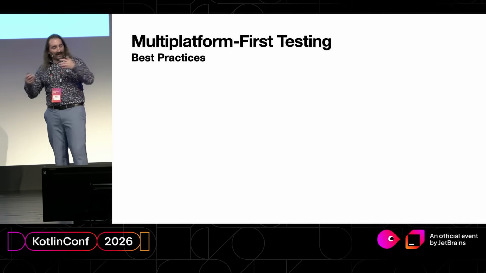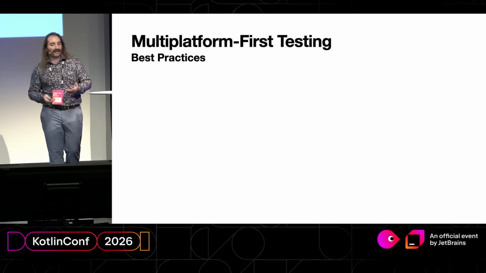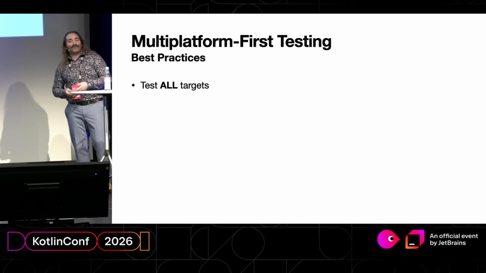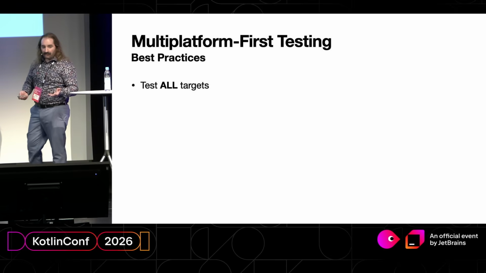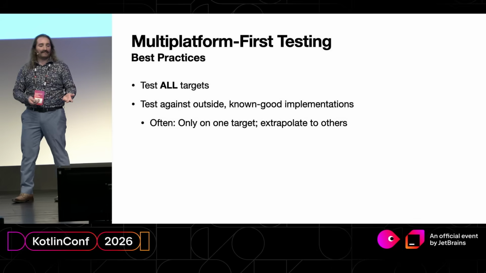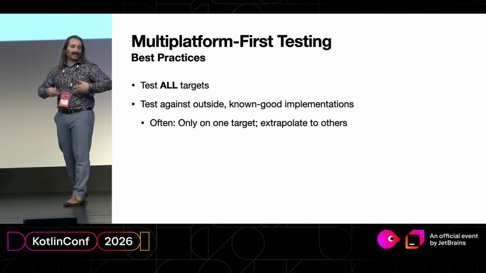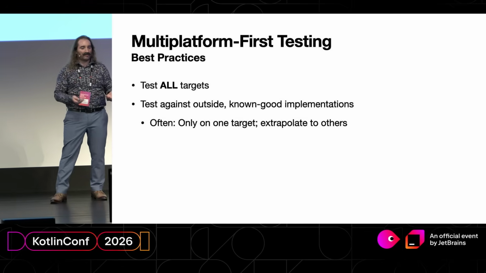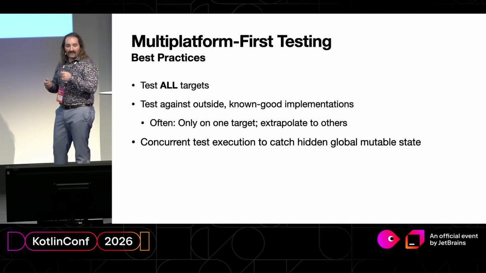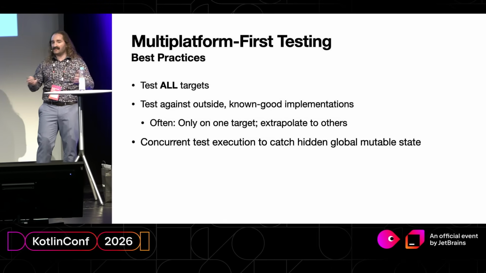So, I've been telling you we've been doing multiplatform in production, so what are multiplatform-first best practices when it comes to testing? Well, you test on all targets, obviously. You test against outside known good implementations where you have them, and this often means only one target, but you can extrapolate the results to other targets if you know what you're doing.